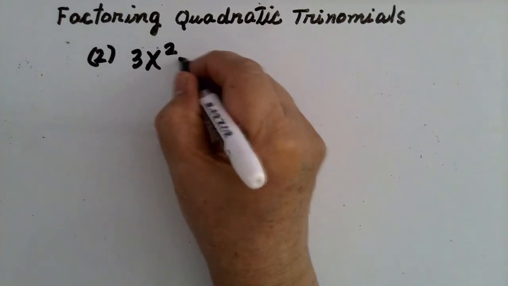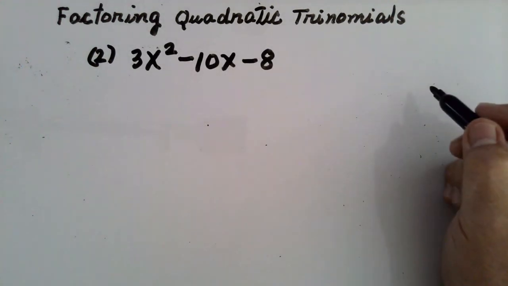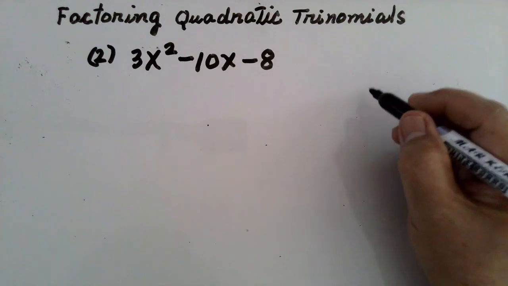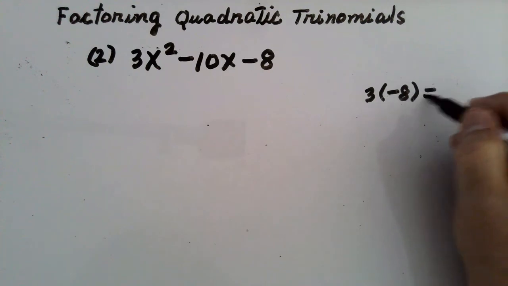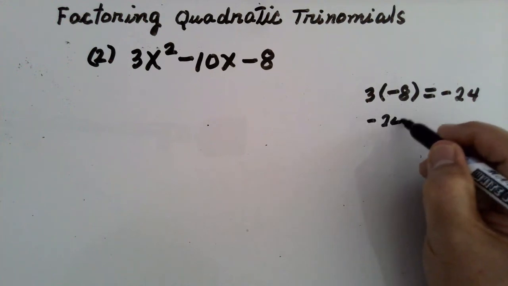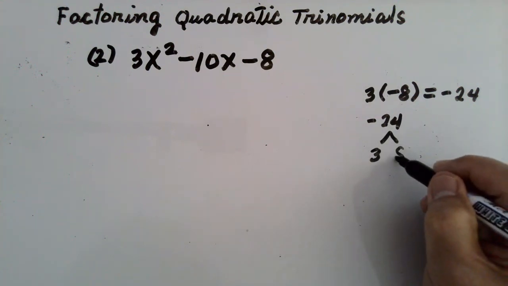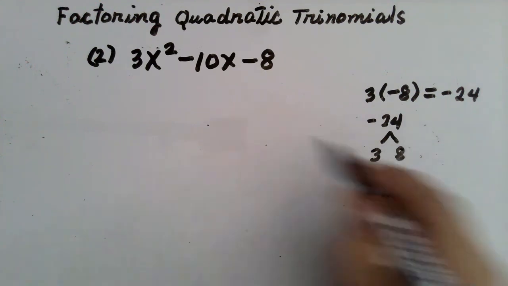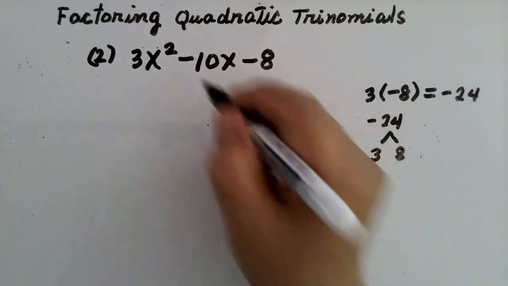Number 2. 3x squared minus 10x minus 8. The first thing to do is to multiply the coefficient of x squared by the constant term. Let's do that here. 3 times negative 8 is equal to negative 24. Factor negative 24. Let us try 3 and 8. Let us not put signs yet. 3 plus 8, 11. That is not negative 10. 8 minus 3, 5. That is not negative 10.